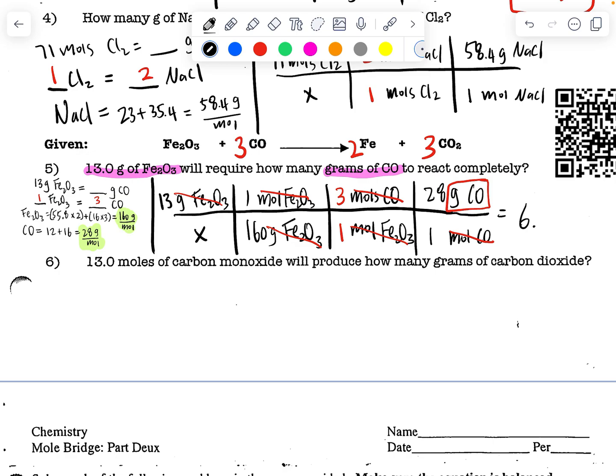So 6.83 grams of carbon monoxide is what I got for this question. I'm going to just fill it in here because why not? 6.83 grams of carbon monoxide. I hope you guys got that question as well. All right, let's try one more question here.